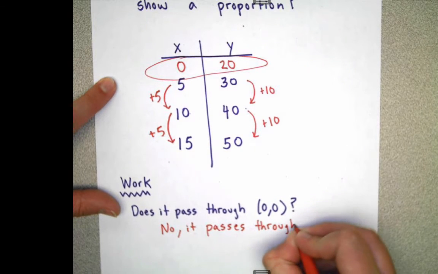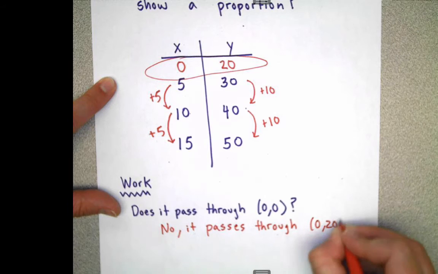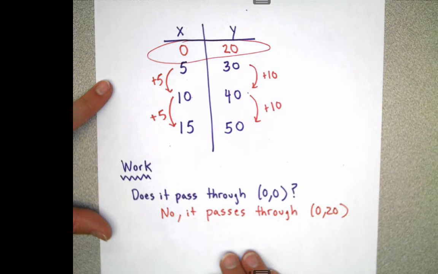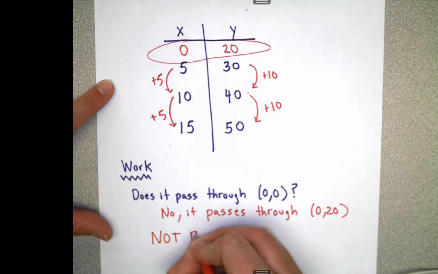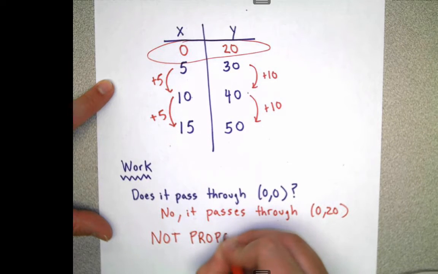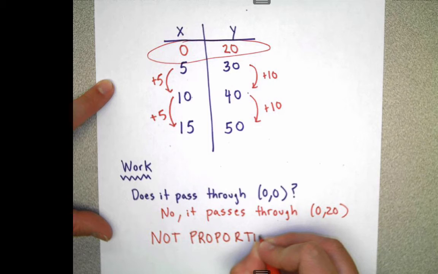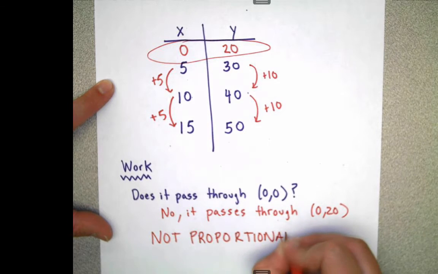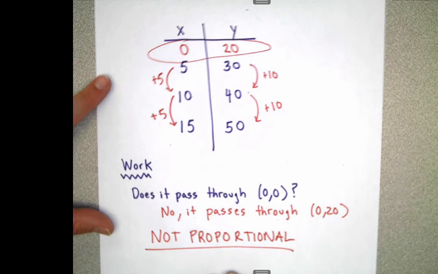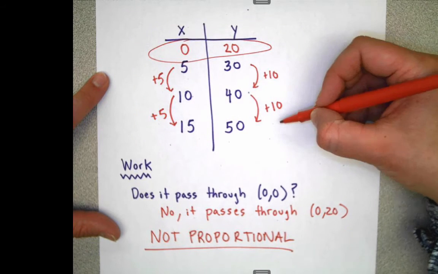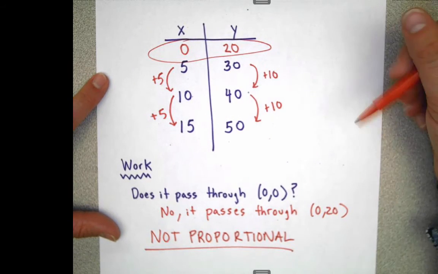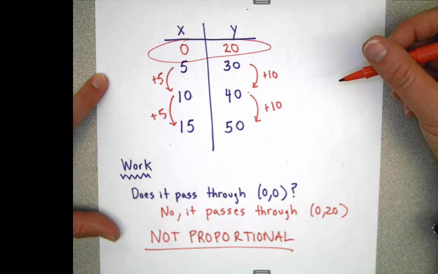And right away, this proves to me this is not a proportional relationship. If it doesn't go through 0, 0, it is not proportional. I'm going to write that. It is not proportional. It does have a nice growth number. It has this growing by 10. But if you work your way back, it does not go through 0, 0. So this is not a proportional relationship.